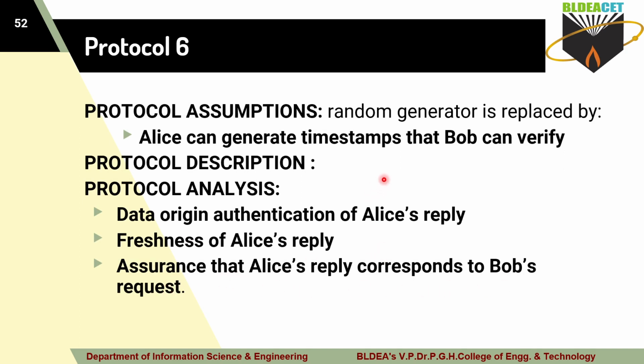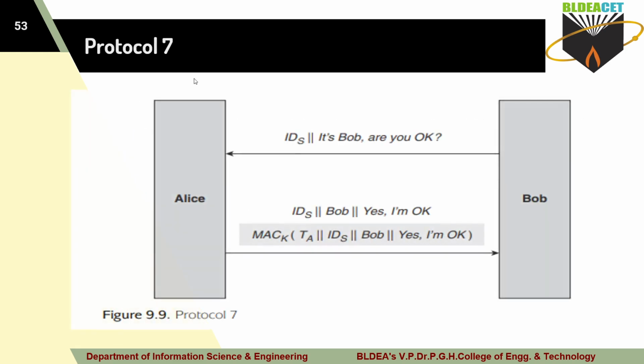Now the same problem also arises. The only difference is that instead of the timestamp being generated by Bob, here it is generated by Alice. It doesn't prevent the attacker's problem here. So to overcome that, protocol 7 is used. In protocol 7 you add one more extra thing, that is IDS, the session identifier, along with the message. Alice will generate the timestamp, session identifier and Bob's identification, and for this, a message authentication code is generated with the help of the key K.